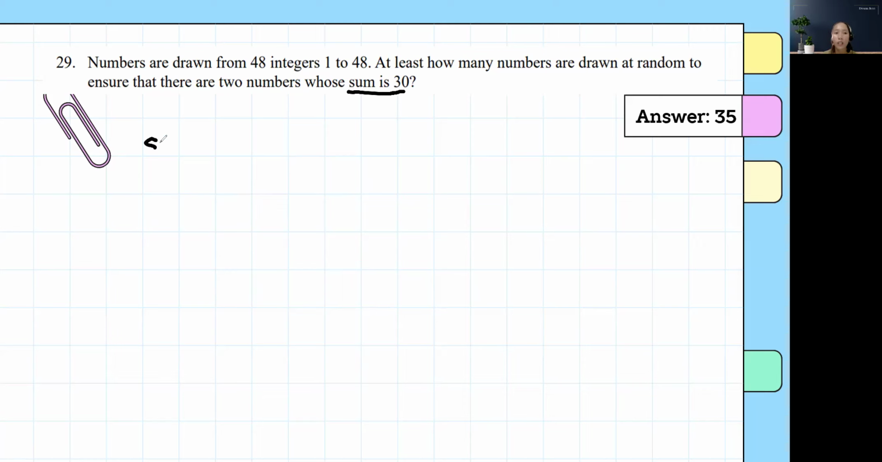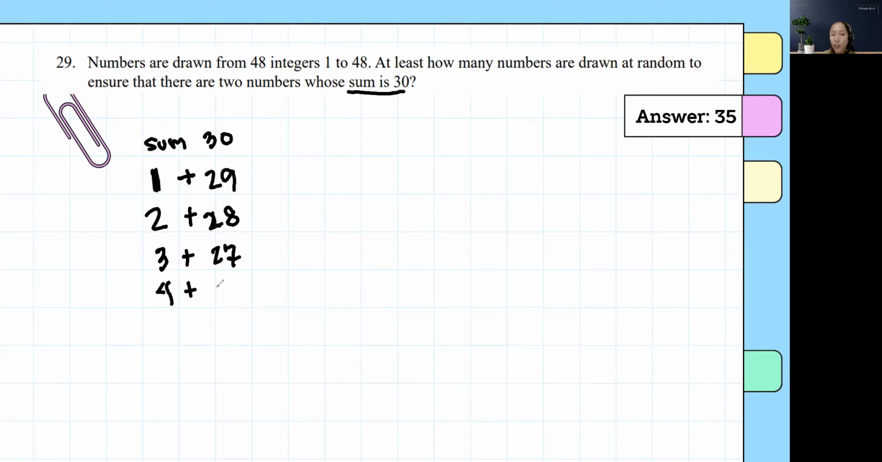A sum of 30 can be achieved from 1 to 48 by pairing numbers. Let's start with the smallest number, 1. So 1 plus 29, 2 plus 28, 3 plus 27.